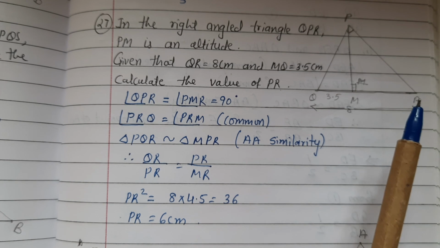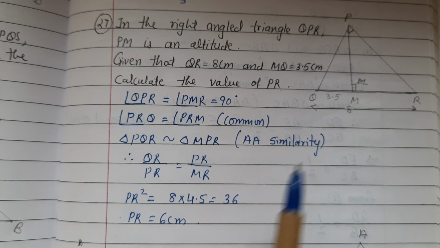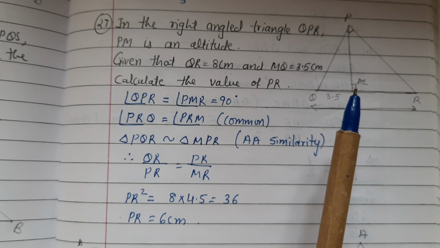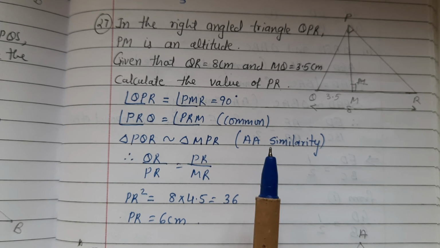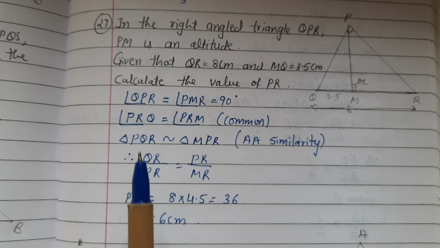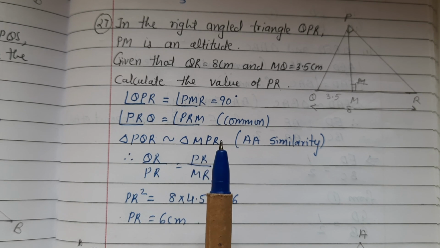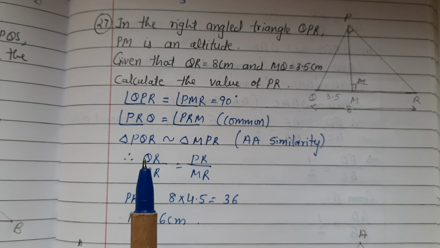Angle PRQ is equal to angle PRM, common angle. Therefore, triangle PQR is similar to triangle MPR by AA test of similarity. Triangles are similar, sides are proportional. QR upon PR is equal to PR upon MR. Cross multiply, PR square is equal to QR into MR, 8 into 4.5, equal to 36. PR is equal to 6 centimeters.